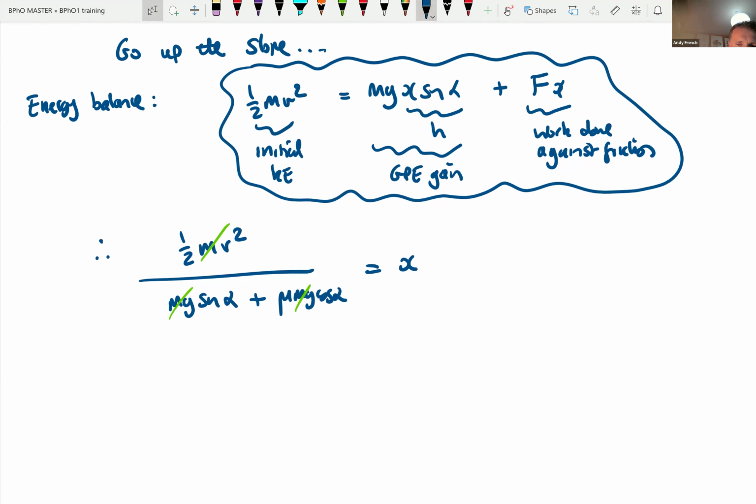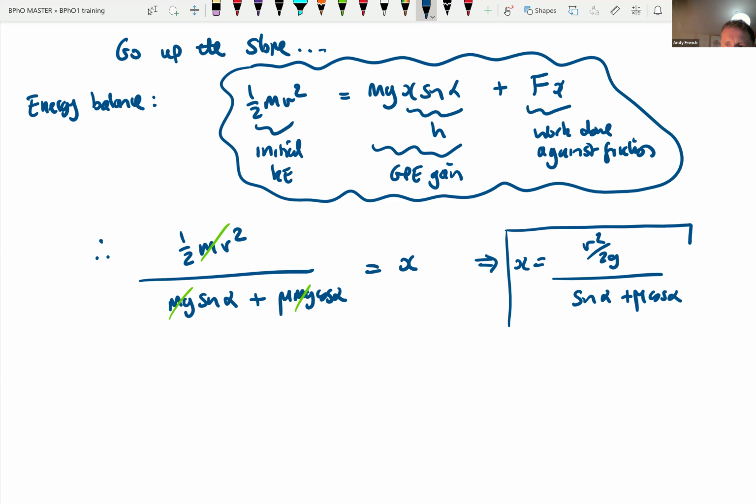So let's just simplify this. So x is going to be a half v squared. And maybe what we can do is divide everything by g as well. So v squared on 2g. And then downstairs, we've got sine alpha plus mu cos alpha. All right.